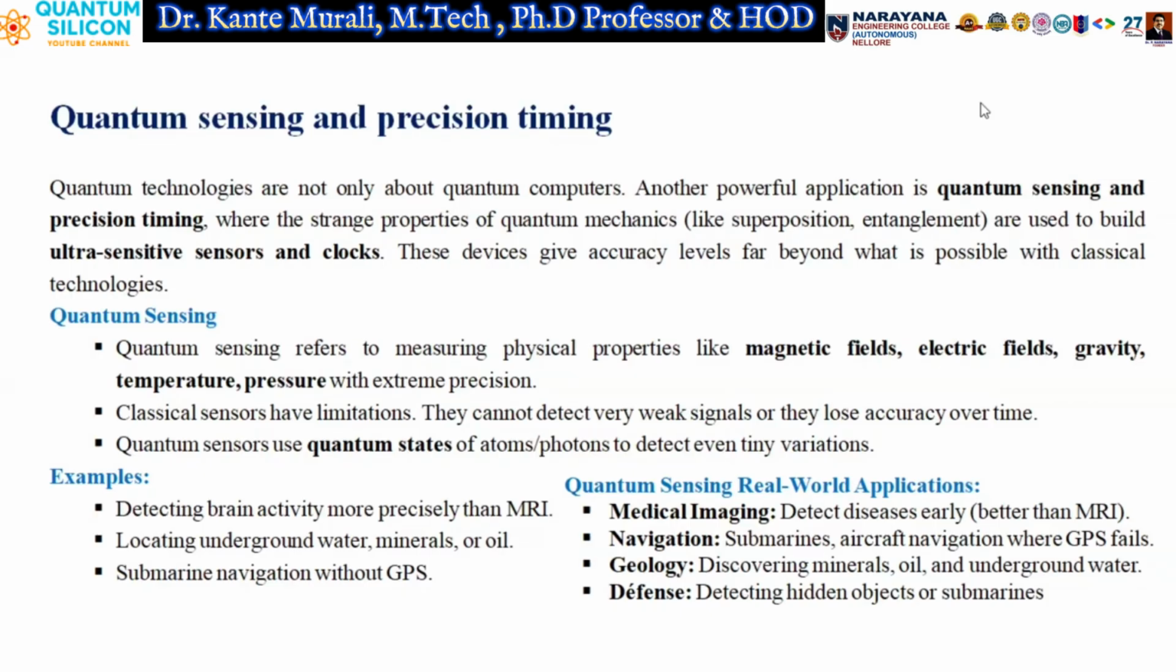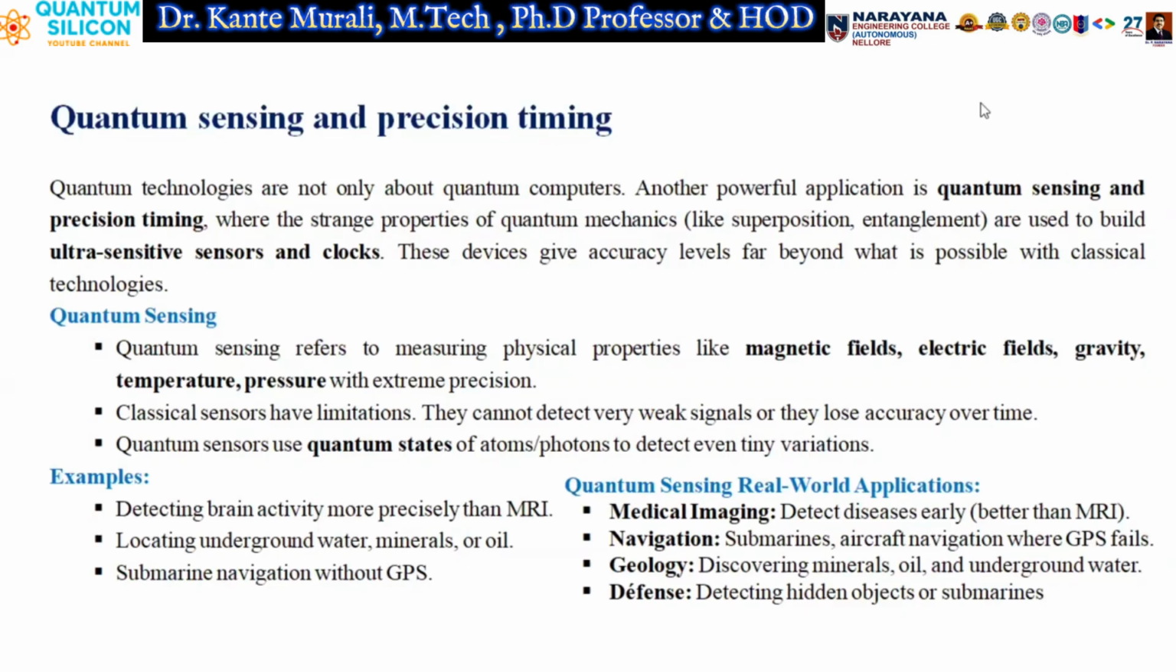As I mentioned, one of the major limitations of classical sensors is low sensitivity. That means it is not able to sense weak signals. Moreover, they may lose accuracy over time. However, quantum sensors use quantum states, like in atoms or photons, to detect very teeny variations with ultra sensitivity.